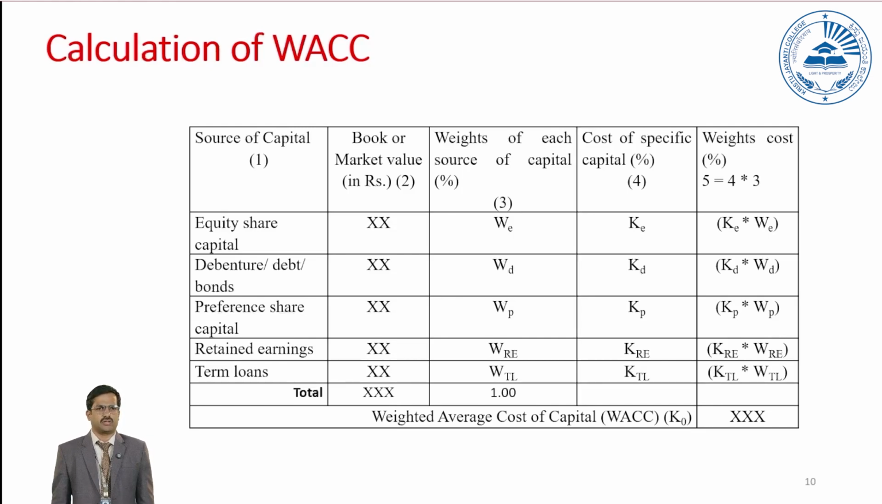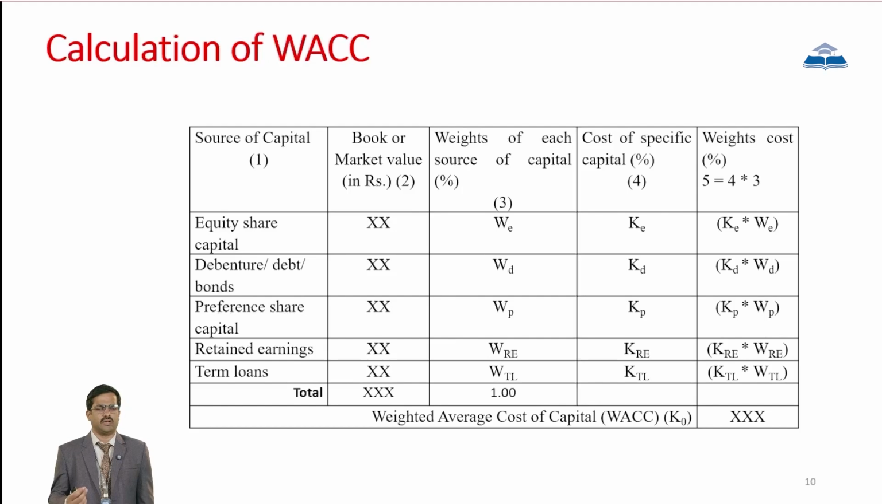Whatever shares we are going to issue, multiplied by the share price, that is, the price of each equity share multiplied by how many shares we have issued. So the book value or market value will be available. Then how much we raised from debentures, how much from preference shares, how much we have in retained earnings in our balance sheet, and how much we raised from borrowings.